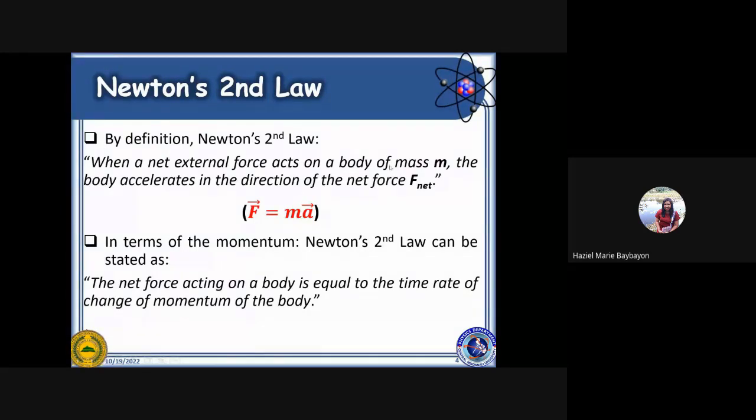So this is familiar. We have discussed this in our dynamics class. So we have here another definition of Newton's second law. Okay, so mathematically you have this one. So these are equal. So ma is just equal to dp over dt, or the time rate of change of momentum with respect to time.